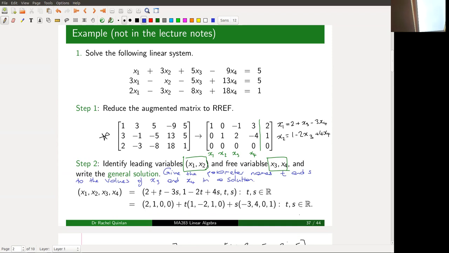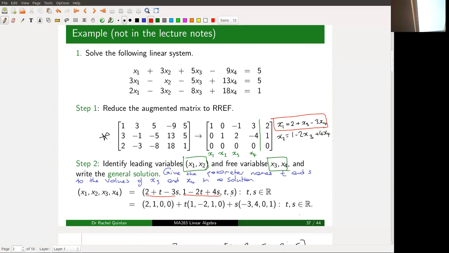So if you give the name t to the value of x3 in a solution and the name s to the value of x4, then our first equation up here tells us that x1 is 2 plus t minus 3s. The second equation tells us that x2 is 1 minus 2t plus 4s. x3 and x4 respectively are t and s.